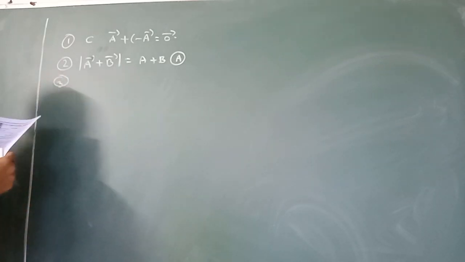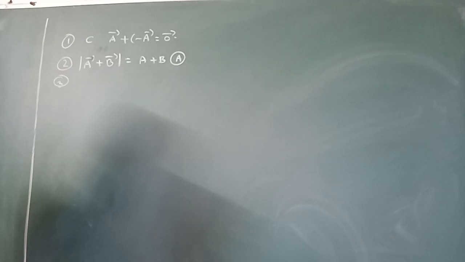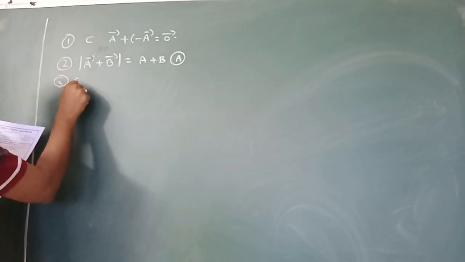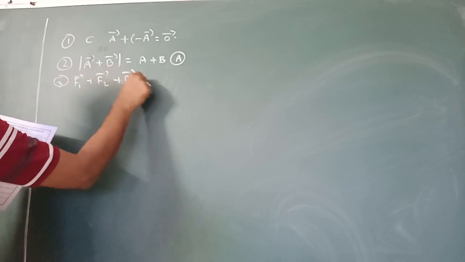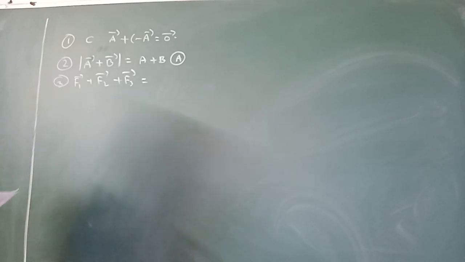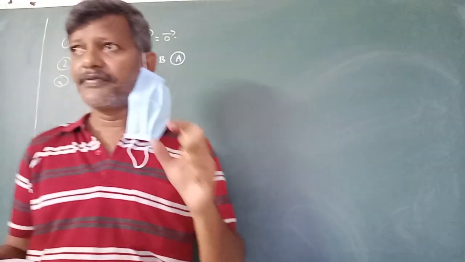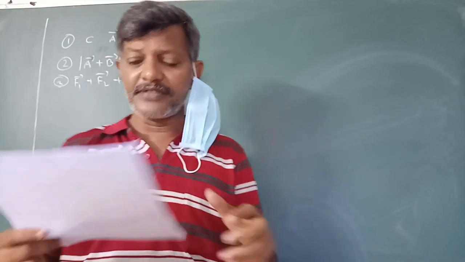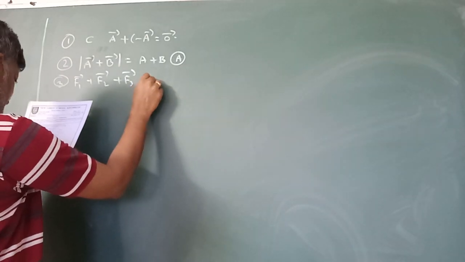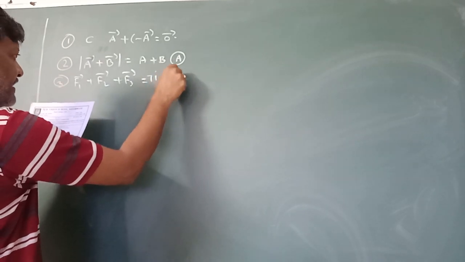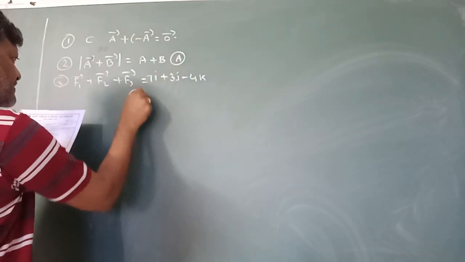Third one, the resultant of f1 bar, f2 bar and f3 bar. Resultant means f1 bar plus f2 bar plus f3 bar. You should add the i coefficients, j coefficients and k coefficients separately. Then the answer is 7i cap plus 3j cap minus 4k cap, option C.